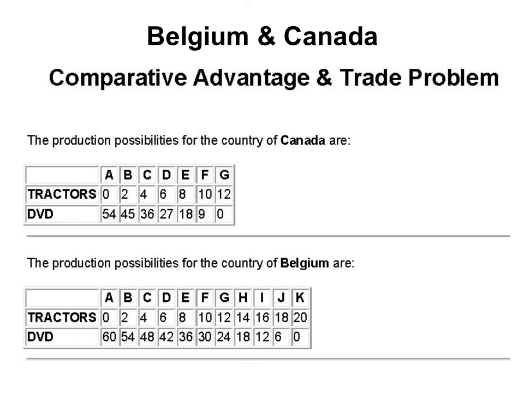If you look at Canada, prior to engaging in specialization and trade, Canada was only producing and consuming 6 tractors at point D on their curve. Therefore, there's an increase in production of 2 tractors. So the gains from trade are 3 DVDs and 2 tractors.